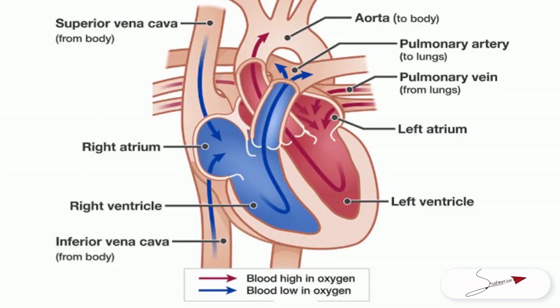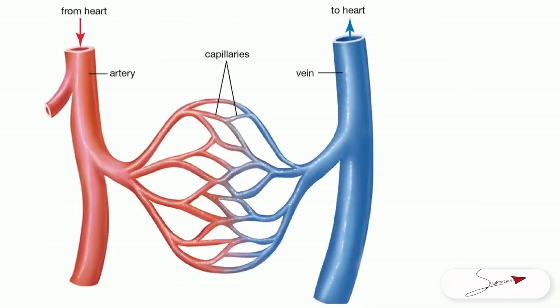The right side of the heart receives deoxygenated blood, poor in oxygen, from different parts of the body. It then pumps it to the lungs where carbon dioxide produced by respiration is removed from the body and oxygen from the air is absorbed into the bloodstream. The left side of the heart receives oxygenated blood, rich in oxygen, from the lungs and pumps it to the rest of the body. Blood vessels are tubes through which blood flows.